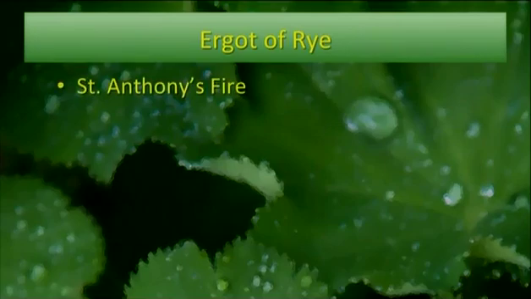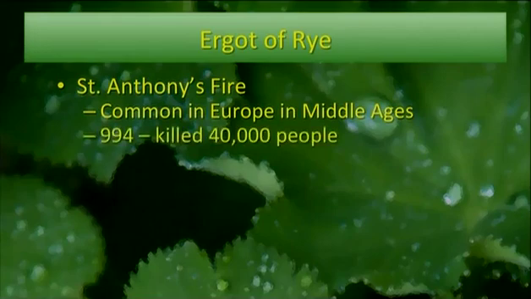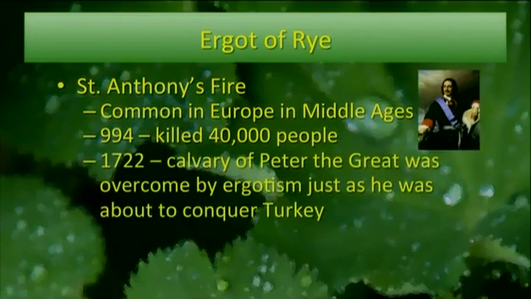What they used to call St. Anthony's fire, a symptom of ergot poisoning, ergotism, was common in Europe during the Middle Ages. In the year 994, it killed 40,000 people. In 1722, the cavalry of Peter the Great was overcome by this disease just as he was about to conquer Turkey. They probably ate bread that had been contaminated with ergot rye, made rye bread of some kind.